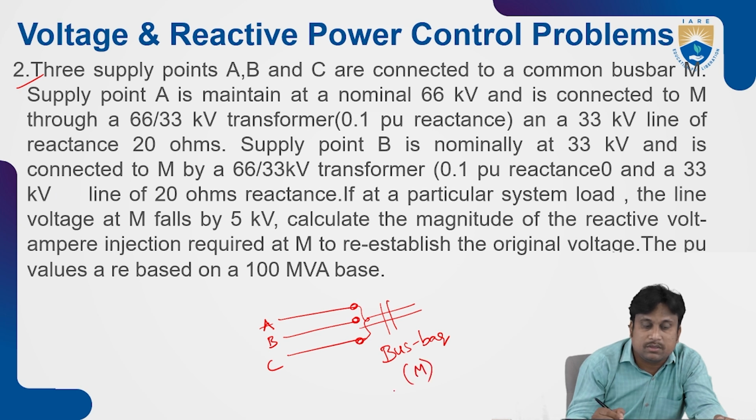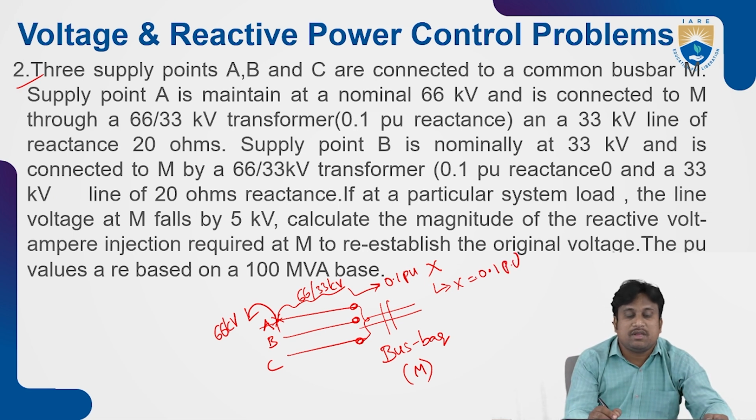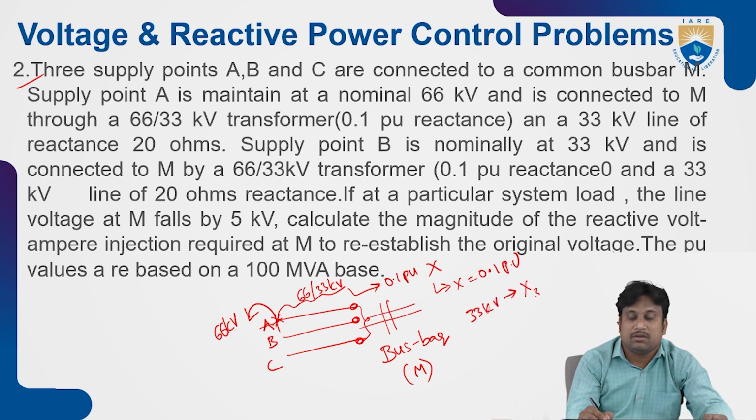That is M. Supply point A is maintained at a nominal 66 kV, and it is connected through a 66 by 33 kV transformer of about 0.1 per unit reactance X. That means the X value is 0.1 in per units, and the 33 kV line reactance X will be 20 ohms.